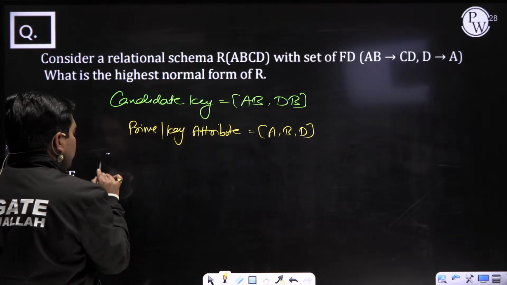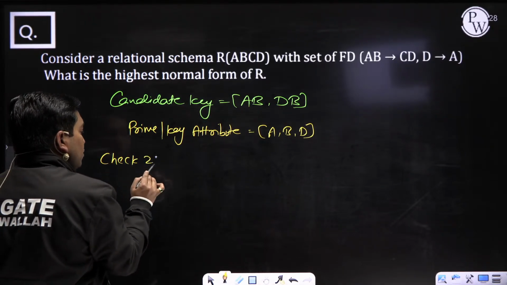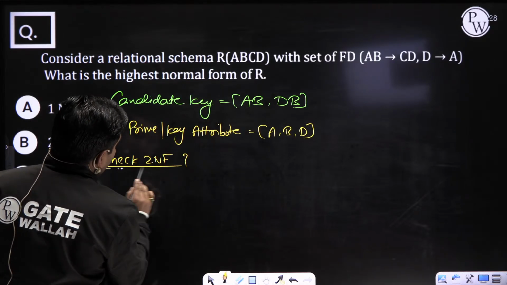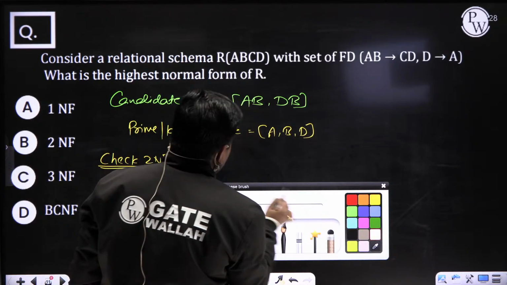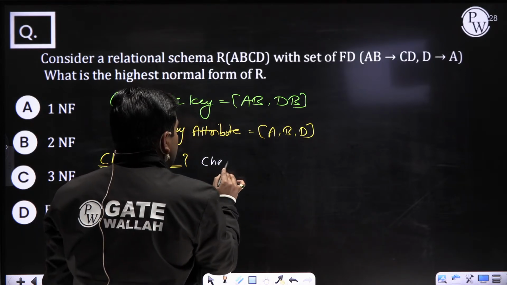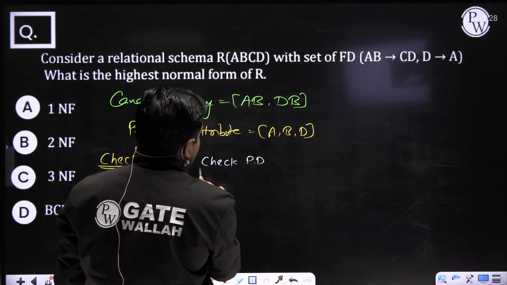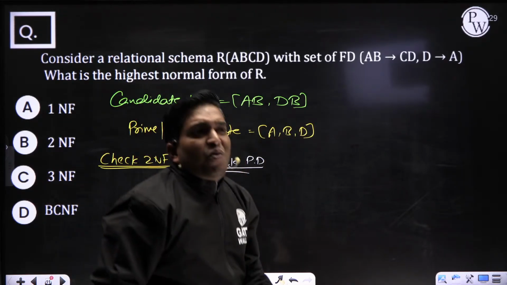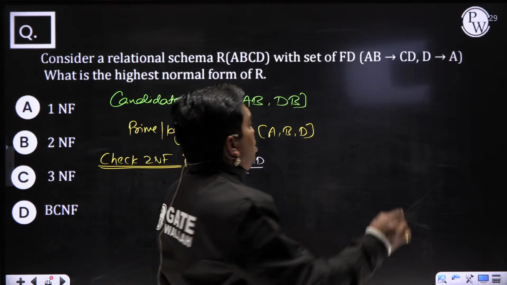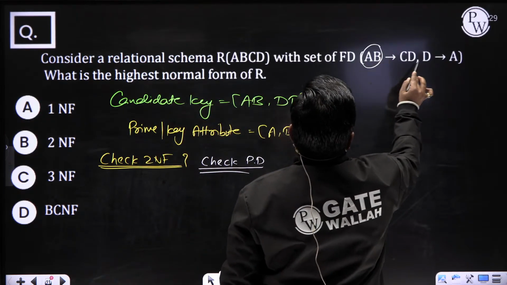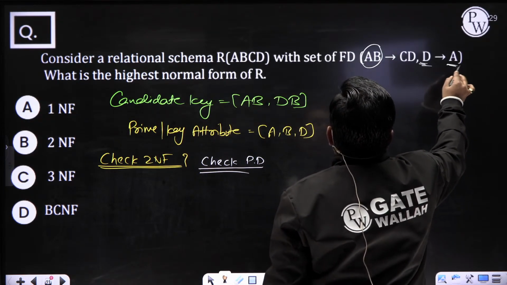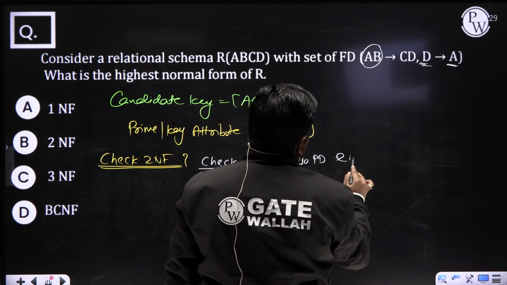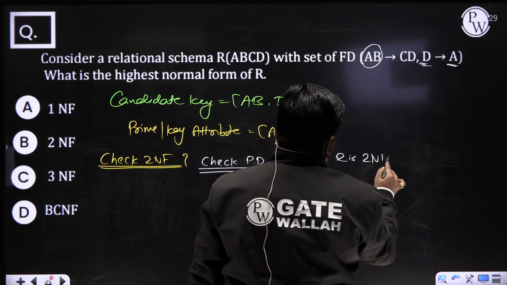So first of all, we check for 2NF. How do we check for 2NF? We have to check whether partial dependency is there or not. What is the meaning of partial dependency? Proper subset of candidate key to non-key. So AB is the complete candidate key. D is the subset, but A is a prime attribute. So here no partial dependency. R is in 2NF.